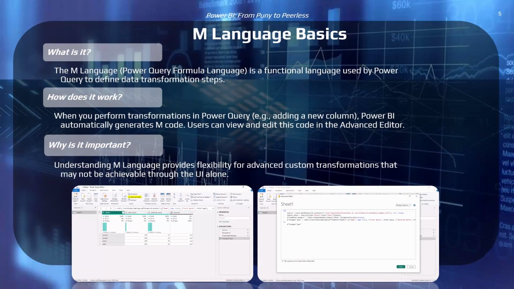M language basics. What is it? The M language, Power Query formula language, is a functional language used by Power Query to define data transformation steps. How does it work? When you perform transformations in Power Query, for example, adding a new column, Power BI automatically generates M code. Users can view and edit this code in the advanced editor. Why is it important? Understanding M language provides flexibility for advanced custom transformations that may not be achievable through the UI alone.